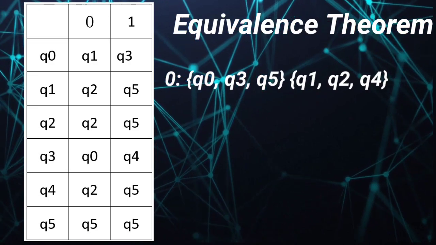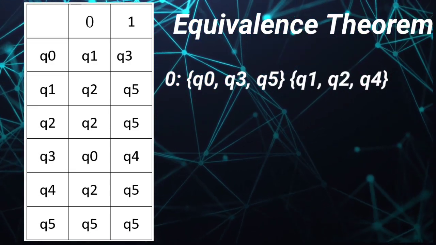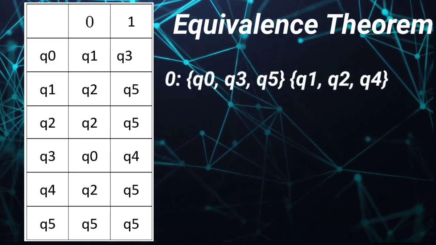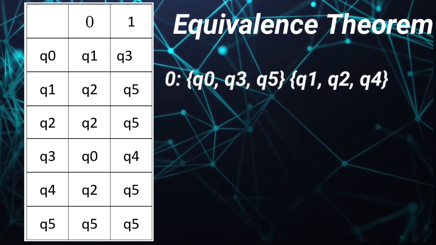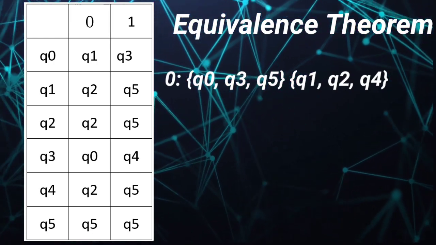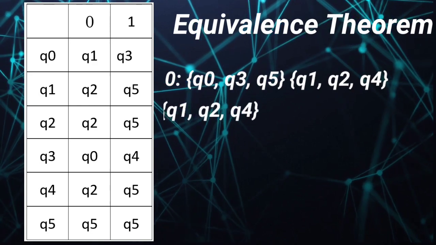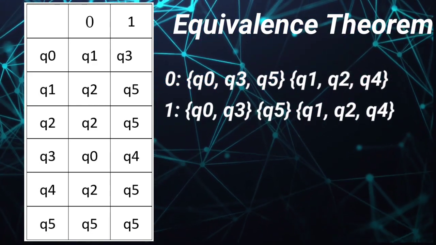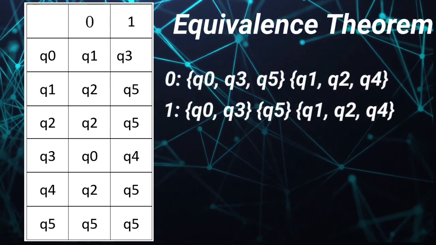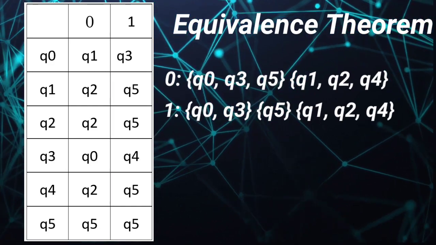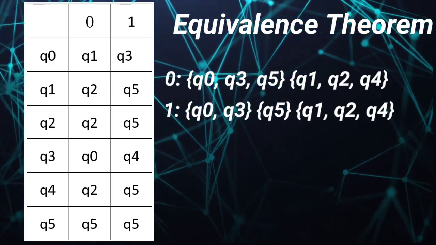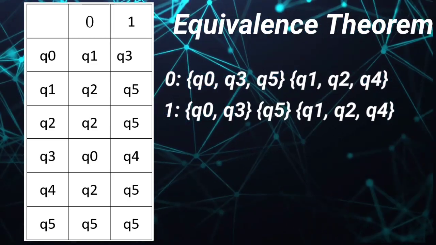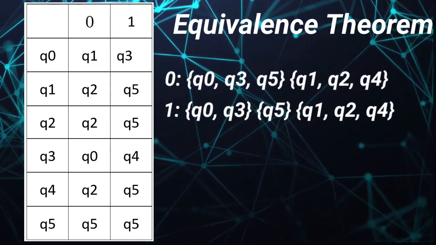Next, we will proceed to the 1 equivalence, where we will determine the equivalency of each of the other states by looking at the previous equivalence. So our 1 equivalence should look like this. Here we can see that Q5 is separated in set 1. That is because Q0 and Q3 are not equivalent to Q5.